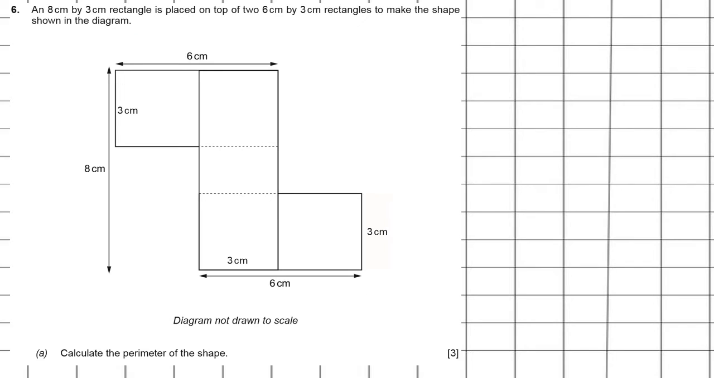Okay. An 8 cm by 3 cm rectangle is placed on top of two 6 cm by 3 cm rectangles to make the shape shown in the diagram. Calculate the perimeter of the shape. So perimeter is the length of the outside of the shape.